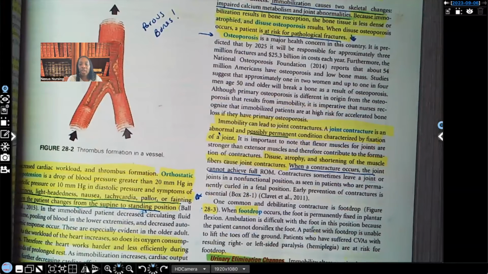Immobility can lead to joint contractures. A joint contracture is an abnormal and possibly permanent condition characterized by fixation of a joint. So this is bad nursing if the patient came in and they did not have a joint contracture and they're being discharged with a joint contracture. Okay, it's very important. You're going to be doing range of motion exercises with that patient. Disuse, atrophy, and shortening of the muscle fibers can cause joint contractures. When a contracture occurs, the joint cannot achieve full range of motion.